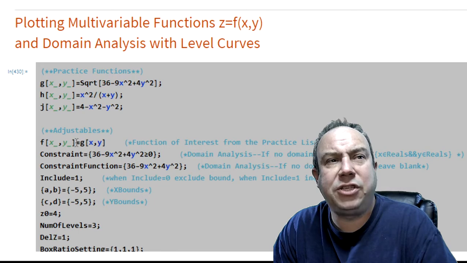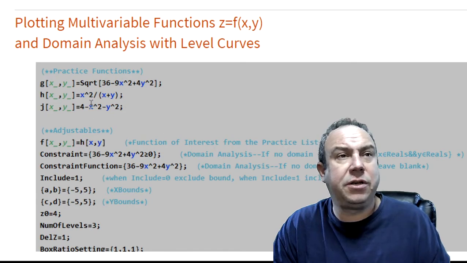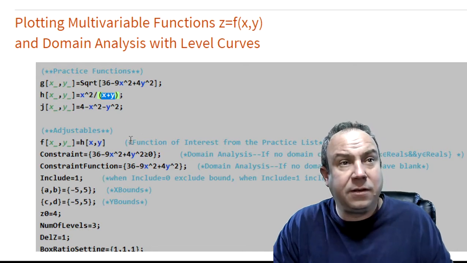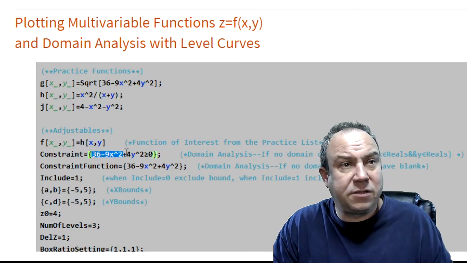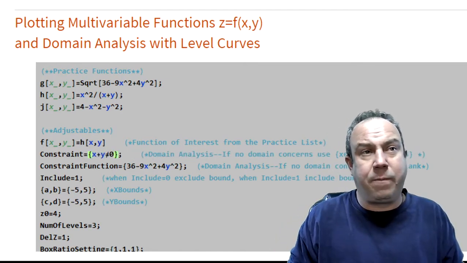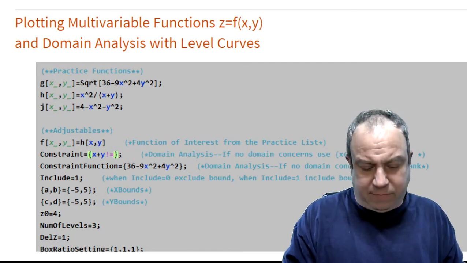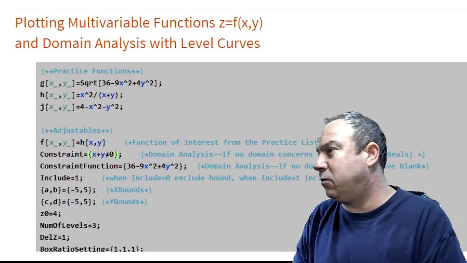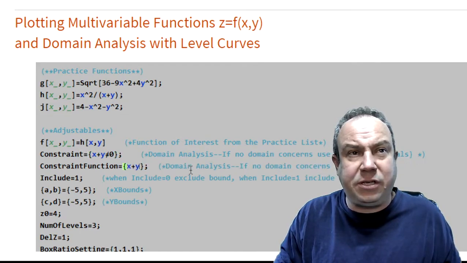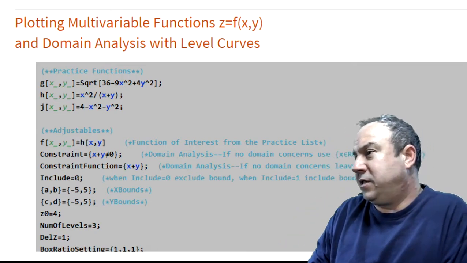We want to look at H. H's domain concern here is the x plus y. All right. What's the constraint on x plus y? X plus y cannot equal 0. Notice how I made that not equals. It's exclamation point equals, followed by 0, which will turn over to not equal 0. And again, that is my constraint equation, and it is excluded. So we use a 0 on the include.